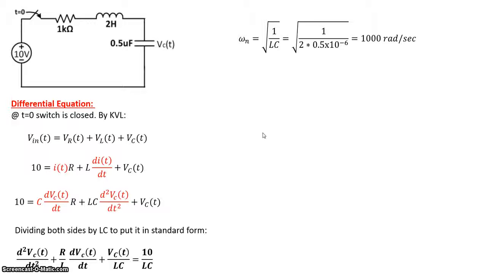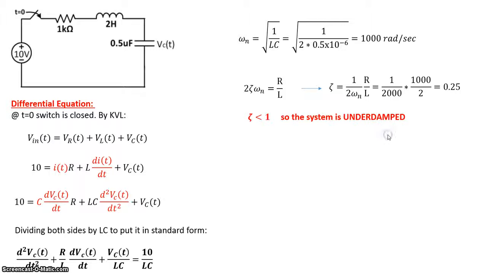So that's omega n. Now we have omega n, so let's figure out 2 zeta omega n. 2 zeta omega n is equal to R over L. That basically means zeta is equal to 1 over 2 omega n times R over L, and by plugging in the value of omega n and R over L, we get zeta to be 0.25. Now clearly zeta is less than 1, so the system is going to have an underdamped response.